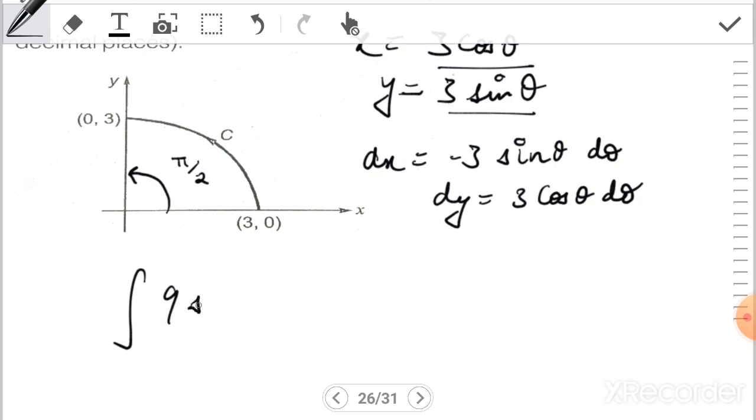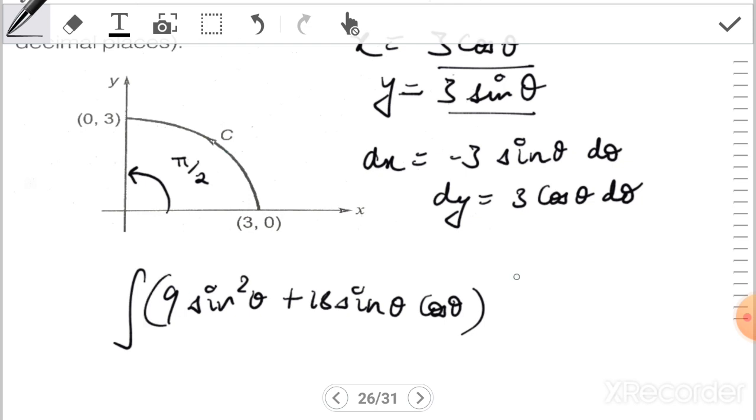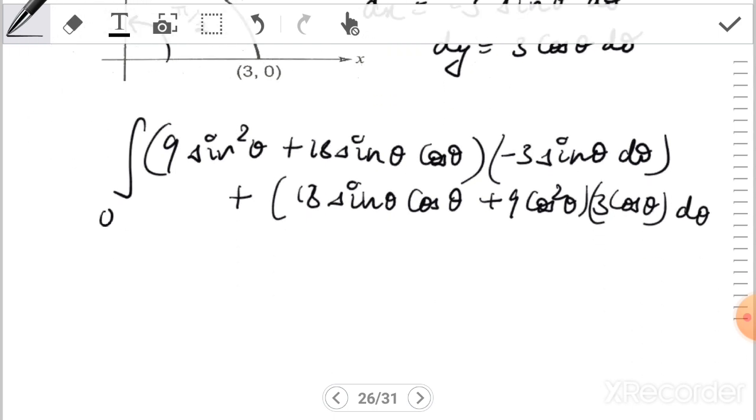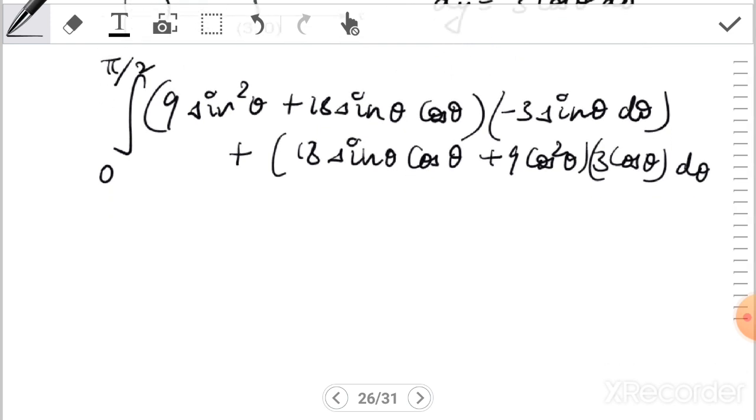So 9 sin square theta plus 18 sin theta cos theta, and minus 3 sin theta d theta, plus 18 sin theta cos theta plus 9 cos square theta and 3 cos theta d theta, where theta varies from 0 to pi by 2.